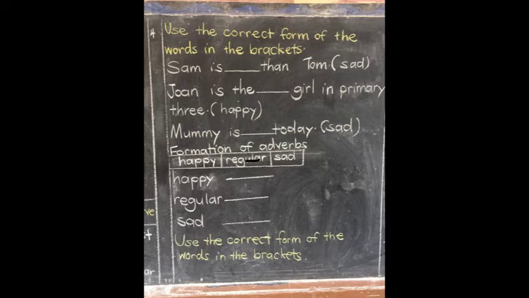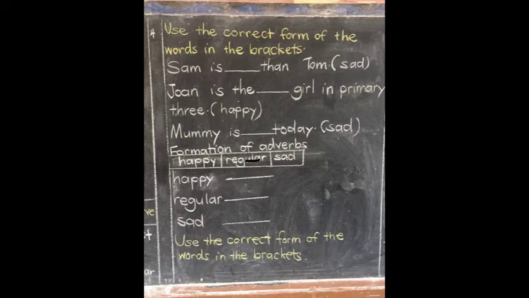Then in brackets we have happy. So still, you'll have to change happy to its most correct form such that it fits in that space and gives a correct sentence. Then the next one is, Mommy is dash today. Then in brackets we have sad. So you'll have to use the correct form. Okay, so still we are dealing with our vocabulary.